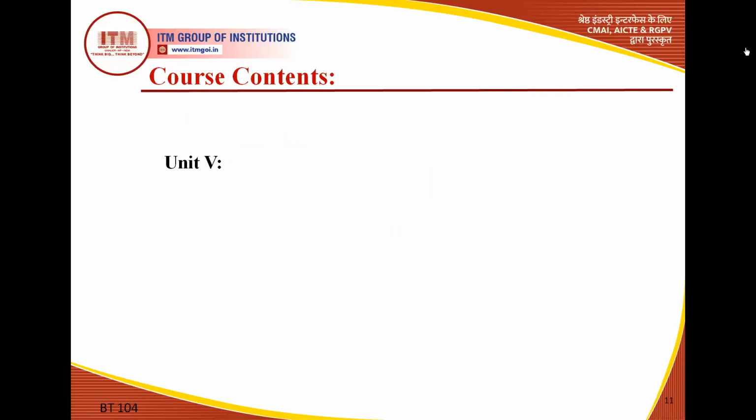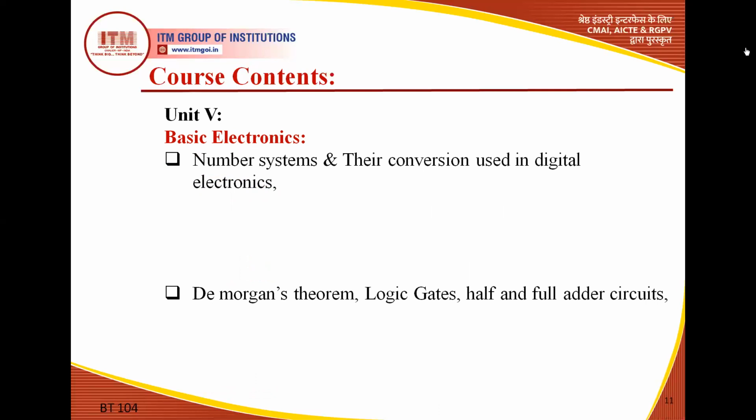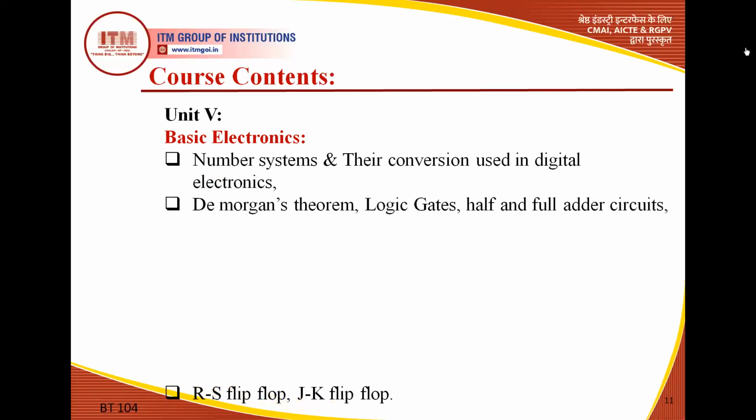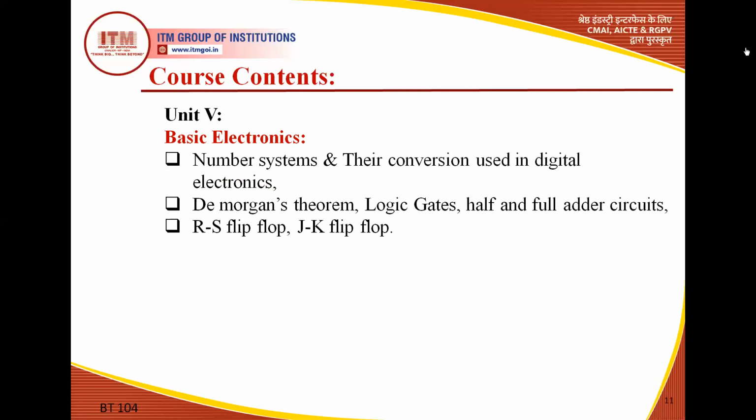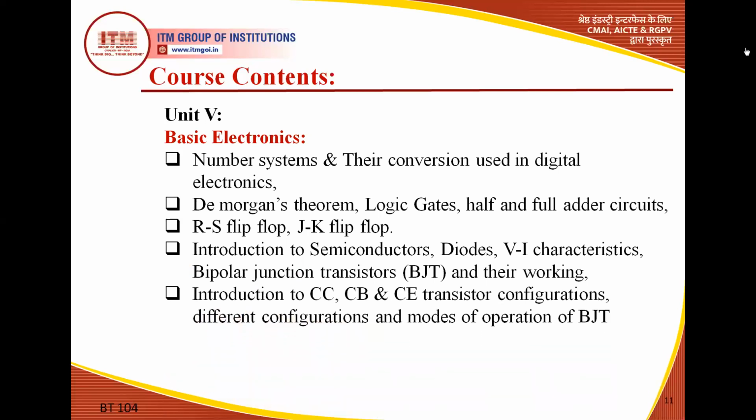Unit number five belongs to basic electronics. In this unit, we are covering number systems, their conversions used in digital electronics, De Morgan's theorems, logic gates, half and full adder circuits, RS flip-flop, JK flip-flop, semiconductors, diodes, VI characteristics of PN junctions, transistors, BJT and their working, different biasing, common collector, common base, common emitter transistor configurations, and modes of operation.